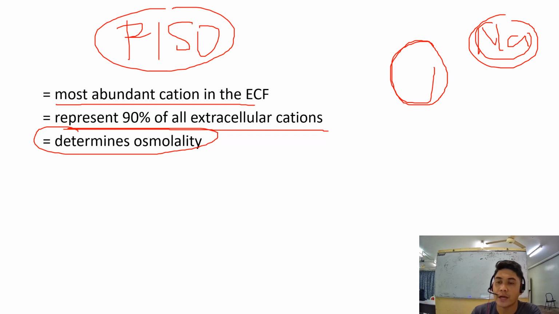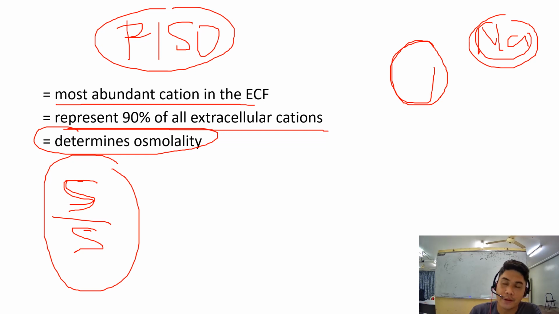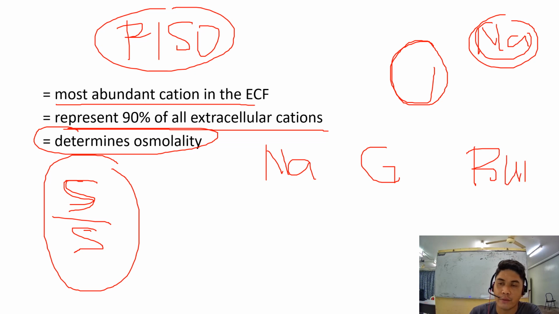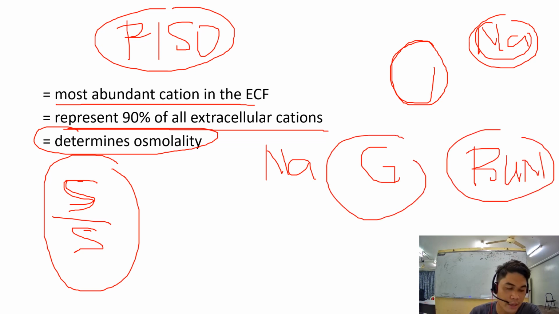So what is osmolality? It's the ratio between solute over solvent. Regarding the major contributors of osmolality, first you have sodium, the next is glucose, and third you have BUN or urea. These are the three major contributors of plasma osmolality.